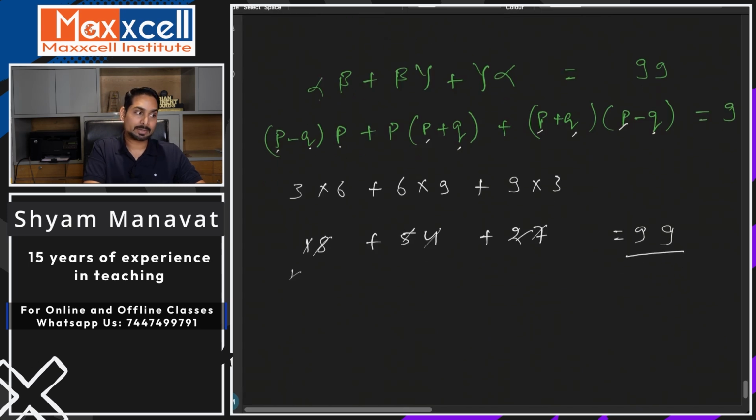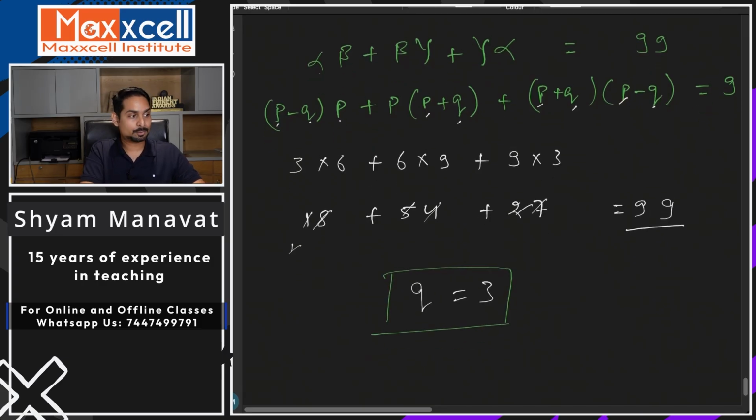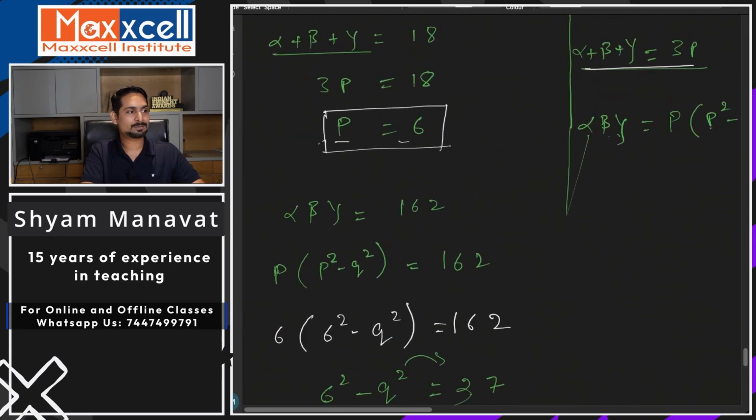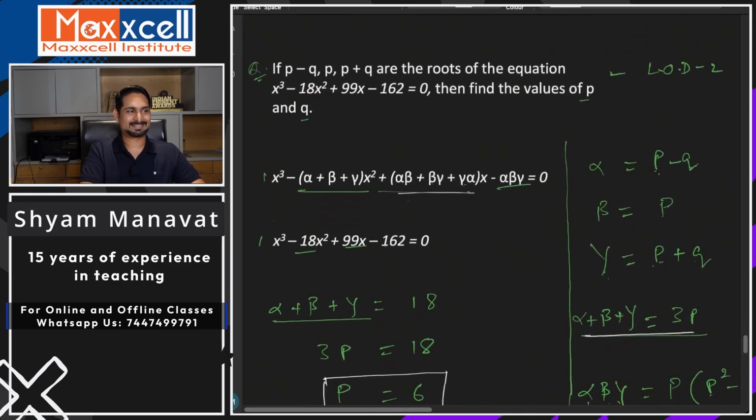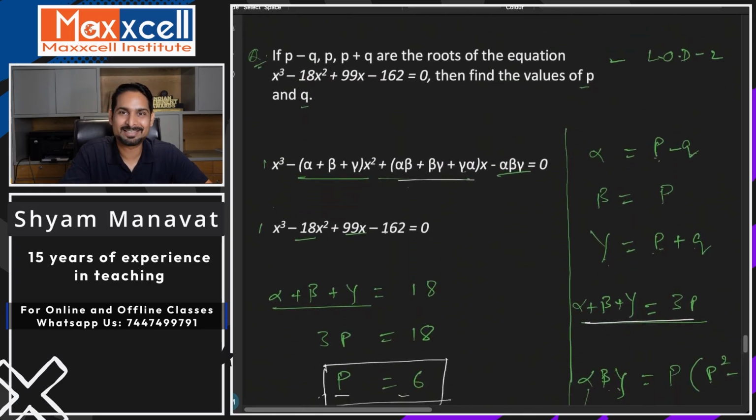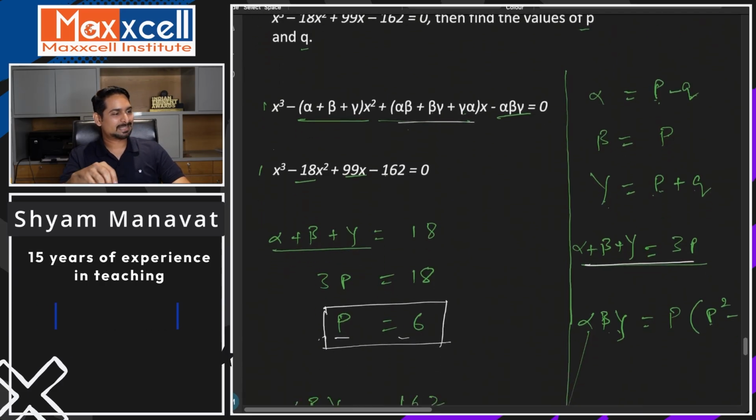Yes. So you're getting this 99 when you consider q equal to 3. Now you can confidently say that q is equal to 3. Okay, so you got the answer. Q equal to 3 and p equal to 6. Oh gosh, you are solving level of difficulty 2. Keep it up, guys. So this is it in today's lecture.